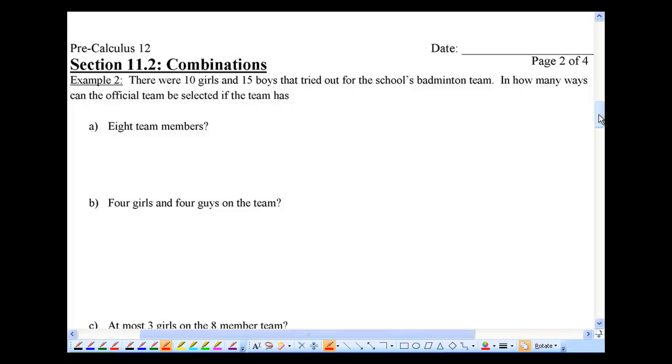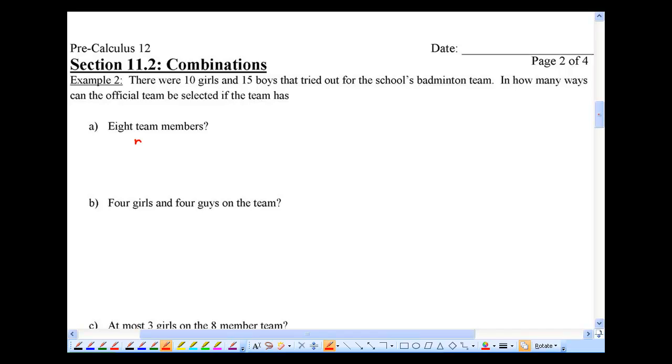Alright, now we've got 10 girls and 15 boys that tried out for the school's badminton team. And the question is, in how many ways can the official team be selected if the official team has 8 members? Now notice here, 8 members. It didn't talk about male or female, just general members. So maybe they could be all boys, they could be all girls, or a mix of each. So in this case, we're just talking about members.